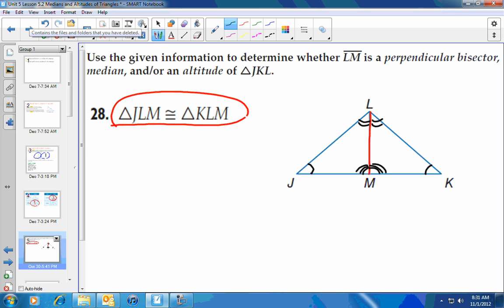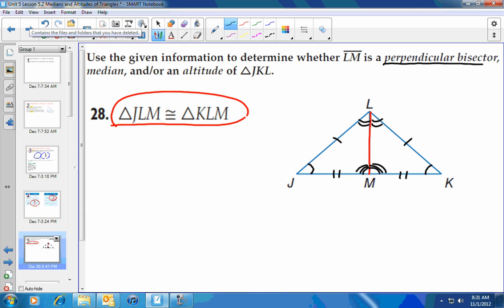Then let's get our segments. JL is congruent to KL, LM congruent to itself. I've got it in red, so I'm not going to mark that again. And then JM congruent to KM. Now, let's decide. Let's just go one at a time here. Is it a perpendicular bisector? It's definitely a bisector of segment JK, isn't it? Because JM is congruent to MK.